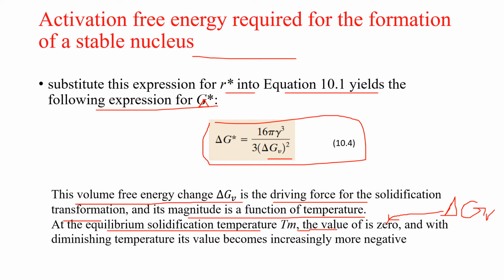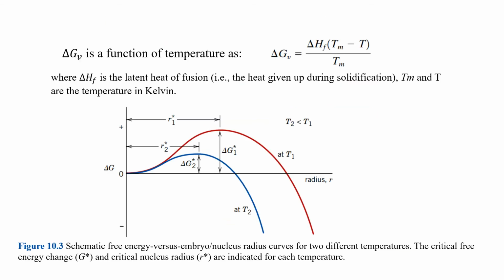And with the diminishing temperature, its value becomes increasingly more negative. Delta GV is a function of temperature, which is equal to delta HF times (Tm minus T) over Tm, where delta HF is the latent heat of fusion, that is, heat given up during solidification. Tm and T are temperature in Kelvin.